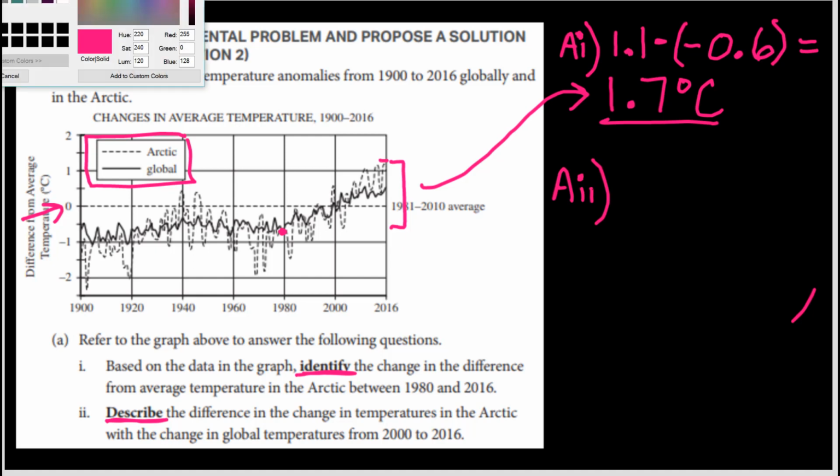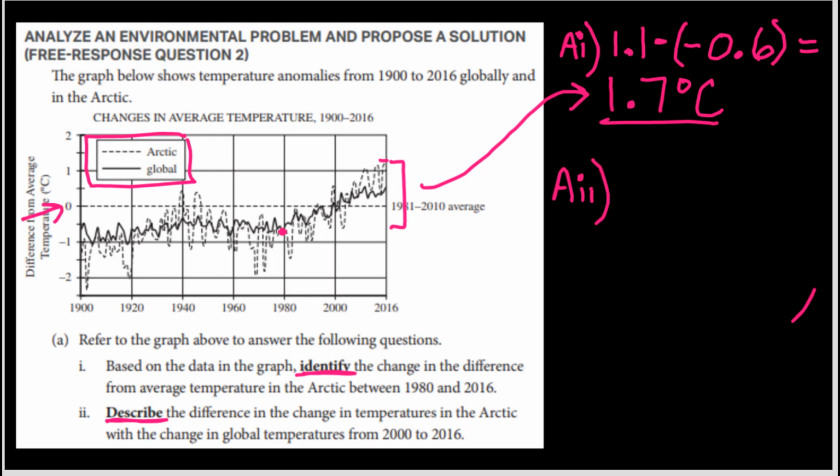Let me pick a different color because I want to point something out on this graph. When they're looking at 2000 to 2016, you can see the Arctic is here. And during this time, you can see the Arctic is changing basically this much, and the global temperatures are changing this much. So the global temperatures are changing much less than the Arctic temperatures.